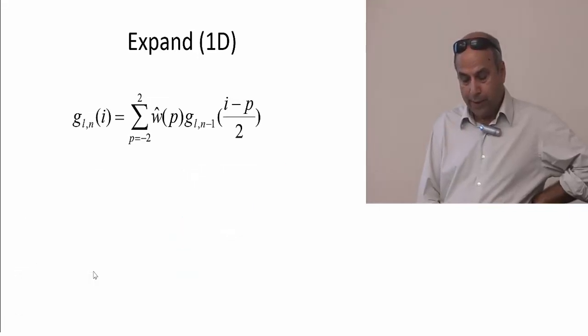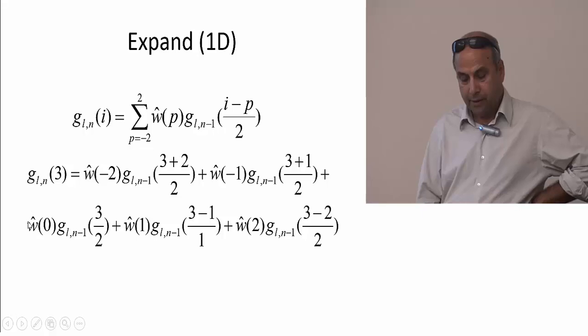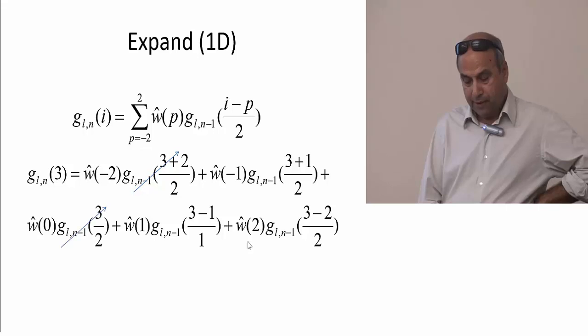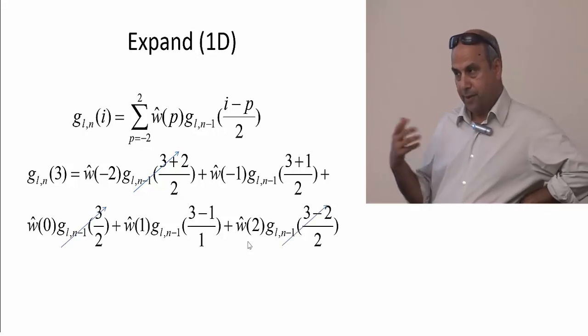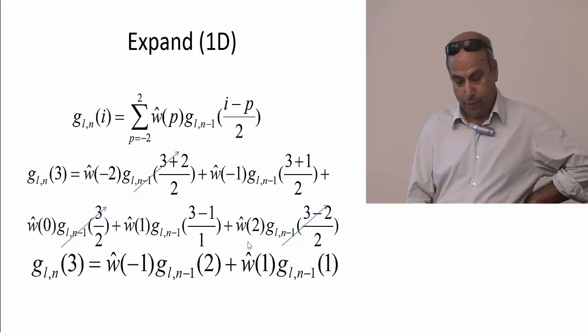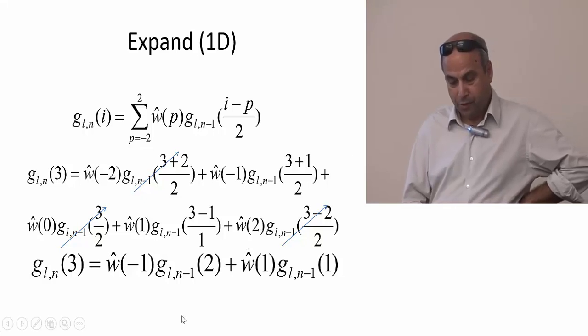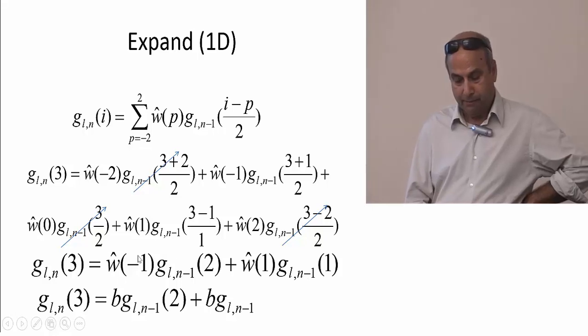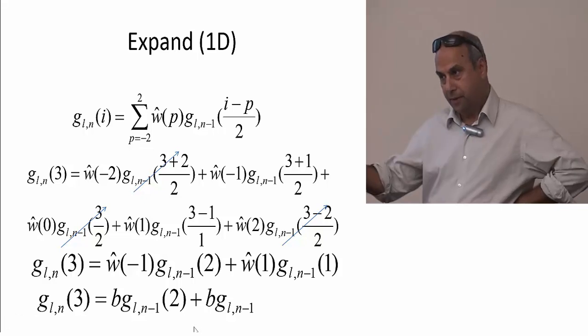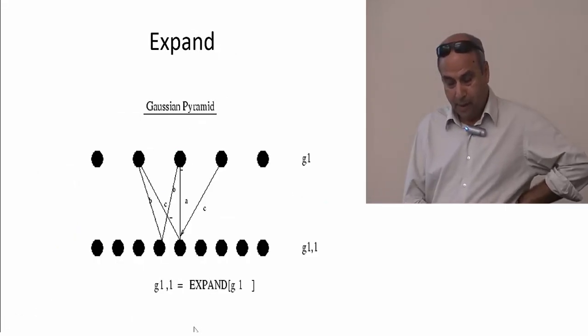And so we can also take, say, pixel number 3, and we expand this. Again, P goes from -2 to 2, and the same thing. And here you will see that this will be removed, and this will be removed, and this will be removed because they are not integers. So we'll actually have only 2 terms, the 2 and 1. And again, this will be B and B. So that's the expand operation. That's the way we are defining it, and we are going to do that.